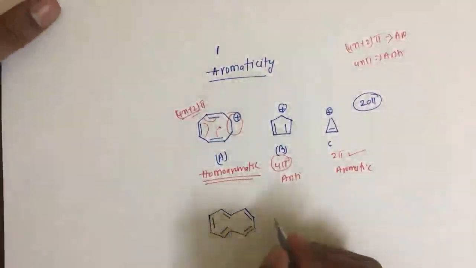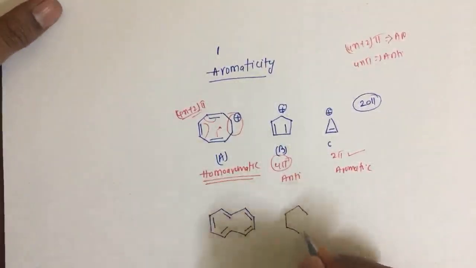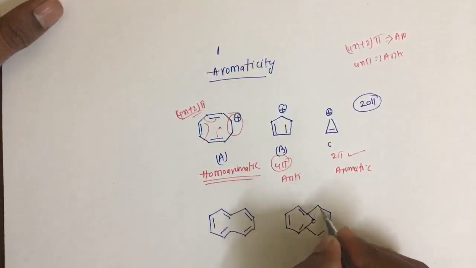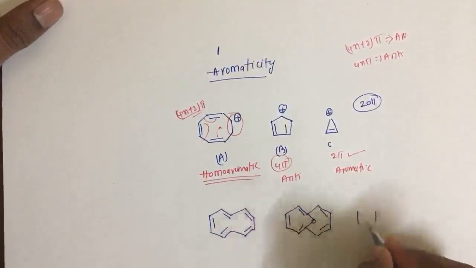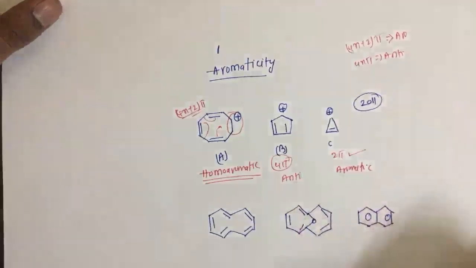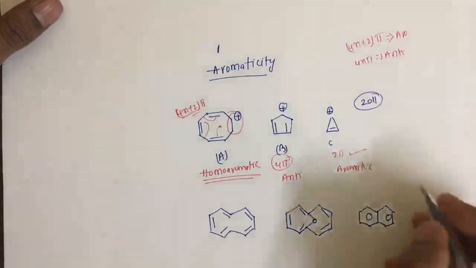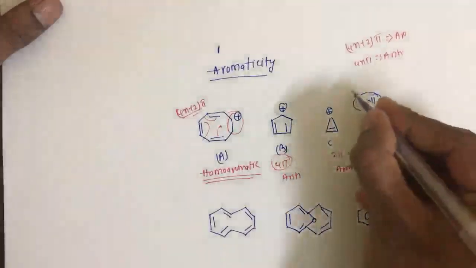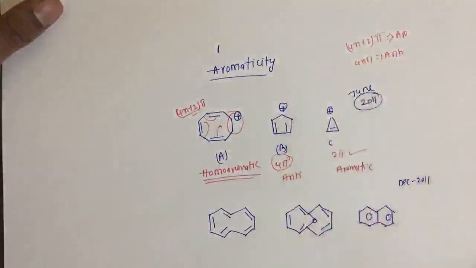And then the next question they have asked, this is the one. 2, 3. They asked which one among the following is aromatic. This question was asked in December 2011, and this is June 2011.